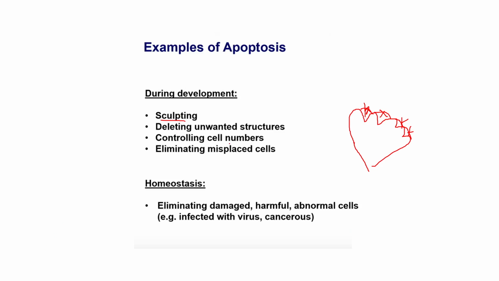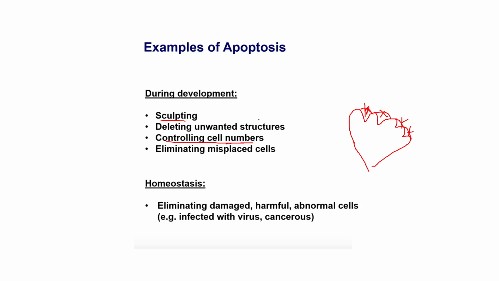Third example is controlling the cell numbers. If the cell number is too many, for example, in the condition of cancer, during the suppression of cancer, generally the apoptosis process occurs to limit the cell number. And if there is deregulated apoptosis, if the apoptosis machinery is not active inside the cell, it leads to uncontrollable proliferation of cells, and that is the main reason for development of cancer in the organism.